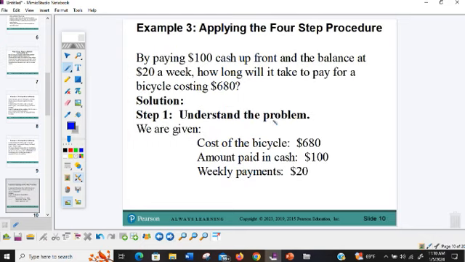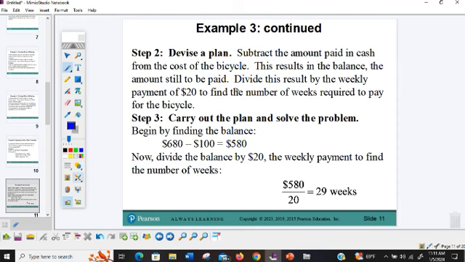Let's look at another problem. It says by paying $100 cash up front and the balance at $20 a week, how long will it take you to pay for a bicycle costing $360? So what was given? Okay, they gave us the cost of the bicycle, they gave us the amount paid in cash, and they told us how much weekly payments were. That's step one. Step two, we want to figure out a plan.